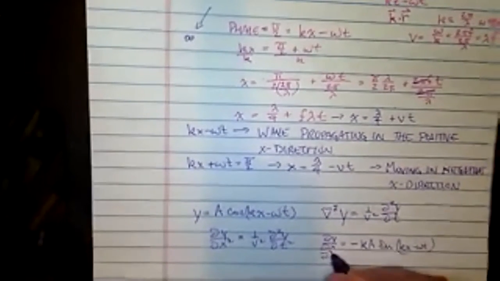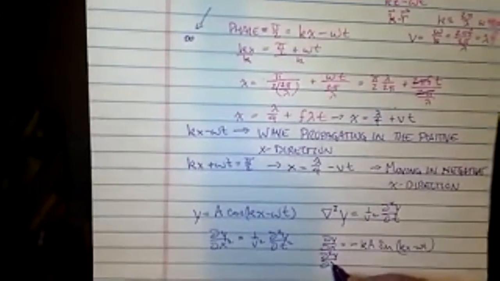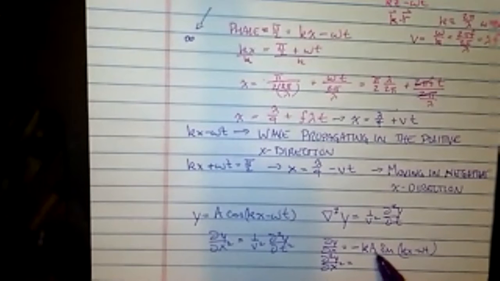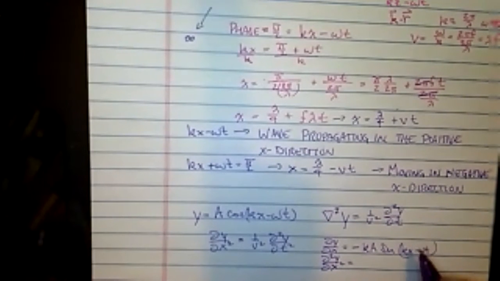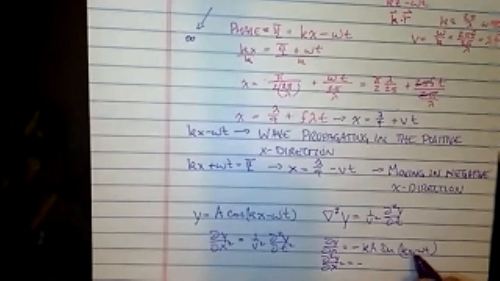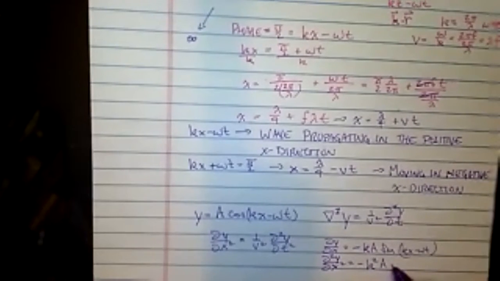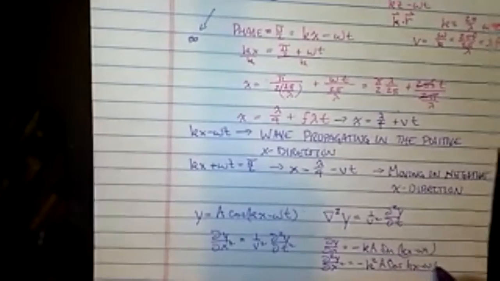Now I get the second derivative of y with respect to x squared is going to be negative k times a times the derivative of sine u times the derivative of u with respect to x. Well, the derivative of sine u is cosine u, so the sine's going to stay the same. So it'll be negative. Only derivative of u with respect to x is k, so now I've got k squared a cosine kx minus omega t.